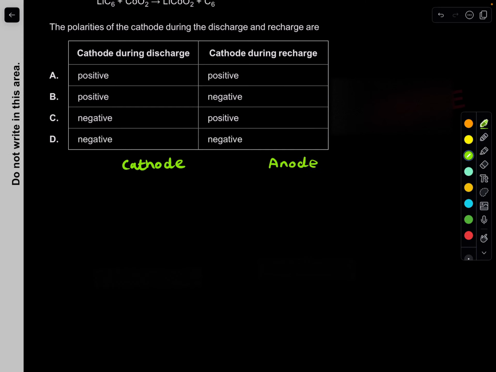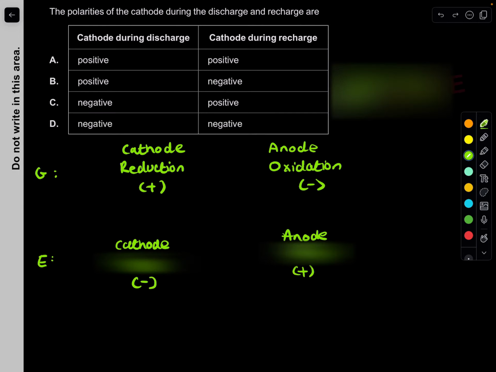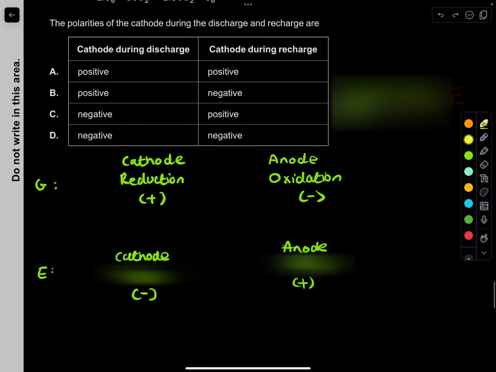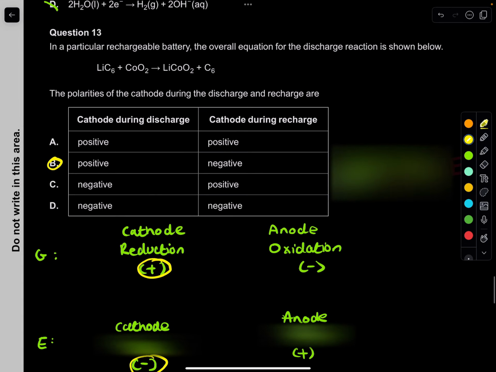Let's have a look at this when it's a galvanic cell, so that actual discharge reaction. What do we know? Well, we know the cathode is where reduction occurs. Anode is oxidation. Reduction, oxidation, and having a look at this, what does this tell me? Well, we know at the cathode during discharge it is positive, and at recharge it is negative. Looks like B is our answer, so 13B.